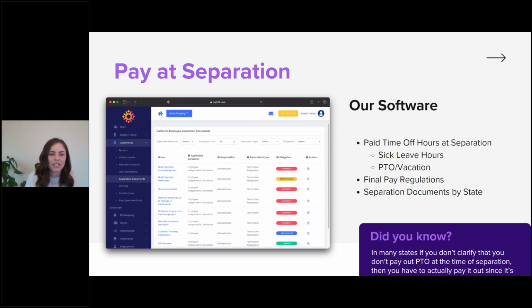So if you're in a state that allows for this, make sure that you clearly state it: we do not pay for PTO and vacation at the time of separation of employment. That way you're covered and aren't having to pay hours that you otherwise wouldn't have to. So super important.